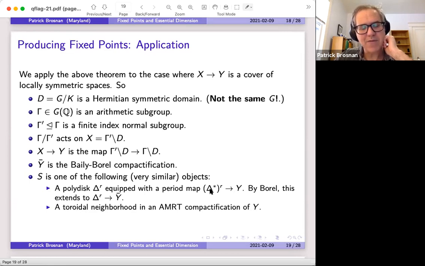So every holomorphic map from Δ* to the Baily-Borel always extends to a map from the polydisc. That gives us the S₀, and this thing here gives us the S. It just comes from Borel's theorem. The other thing you can do is use the Ash-Mumford AMRT technology, and you just take S to be a toroidal neighborhood in the AMRT compactification of Y. So you replace the Y, that thing sits over the Baily-Borel.